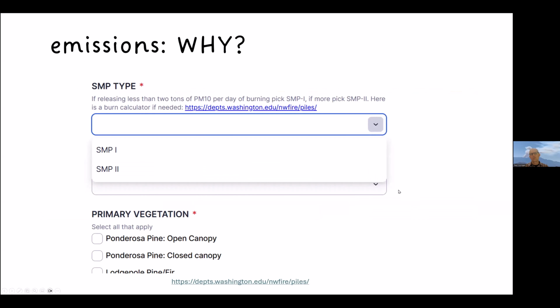Okay. Question again for the group. Why with the smoke and emissions? We're quantifying them. We want to understand them. So who would be asking me this question if I'm a fire manager? If releasing less than 2 tons of PM10 per day, pick SMP1. If more, pick SMP2. What kind of person? Who do you think is filling out this form, and who do you think is requiring this form to be submitted?